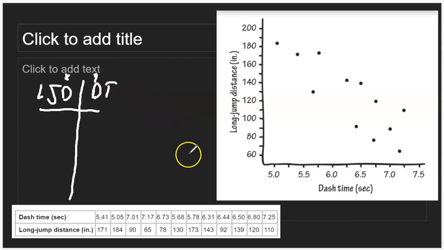Now, for this one, they picked explanatory as dash time. So they'll definitely be using this as the X. When you see dash time 5.41 and long jump distance of 171, these 2 values are tied together. So when you see these 2 in the columns lined up, those make up one data point. That's what you put on the graph. If you want to locate this one in particular, I'm going to look at 5.4, which is about right here. And I'll go up to 171, that's about right here, and there's my dot describing this data point, this individual. So I think it's pretty straightforward.